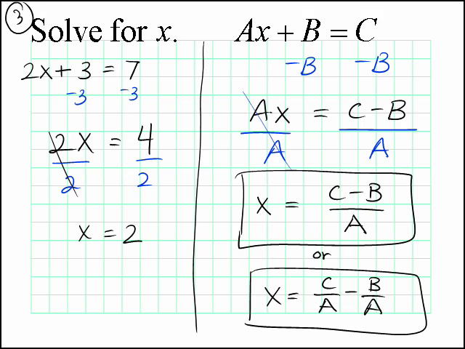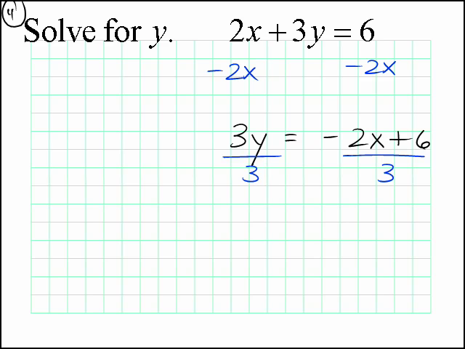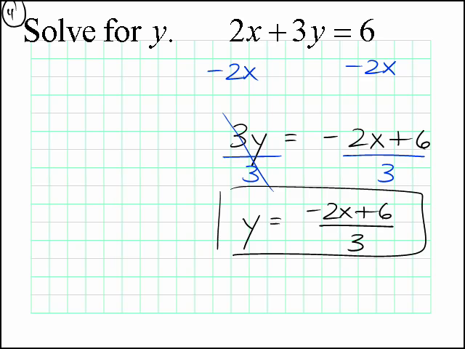Example number 4. Solve for y. So my first step is going to be to subtract 2x from both sides. On the left now I have 3y. On the right side I have 6 minus 2x, or we could put the negative 2x in the front, it doesn't matter. I'll write it as negative 2x plus 6. Now I'm going to divide both sides by 3. The 3's reduce to 1, and I am left with y equals negative 2x plus 6, all divided by 3. We can leave our answer like that.